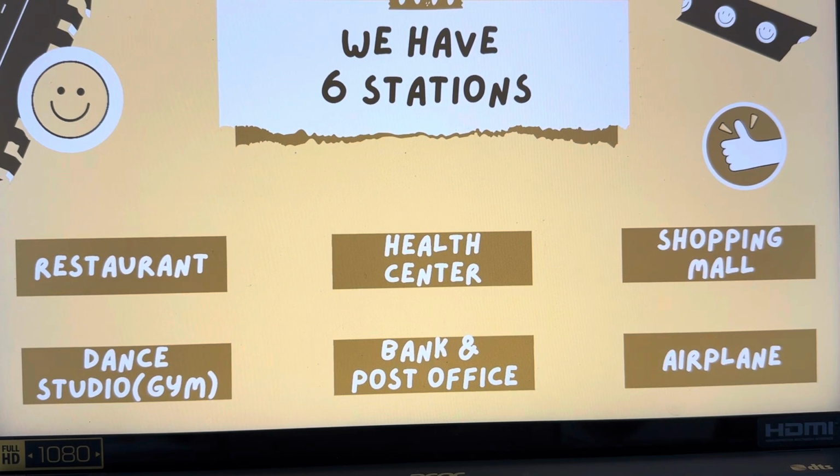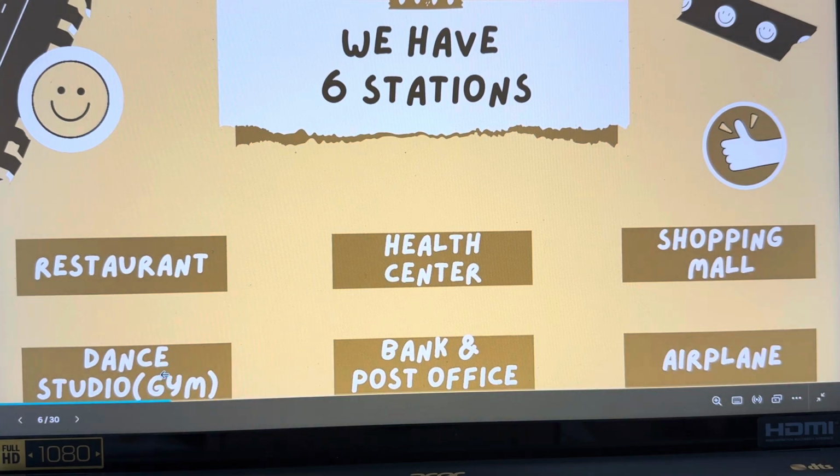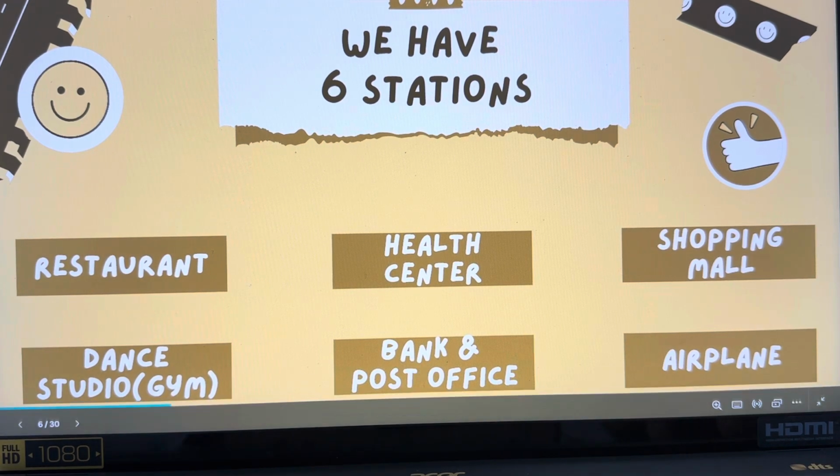There are 6 stations: restaurant, health center, shopping mall. You can also call it a supermarket. Then dance studio, bank, and post office. The last one is airplane.